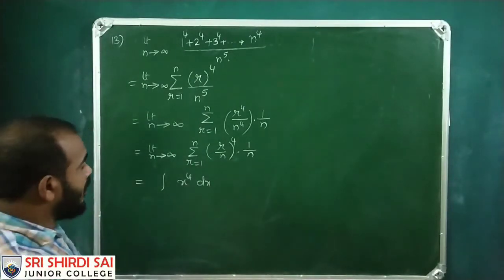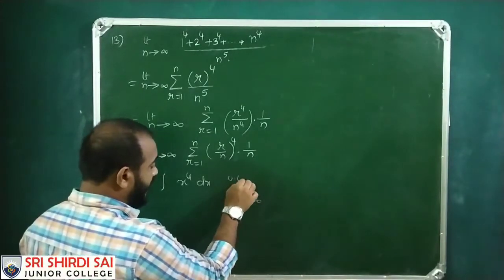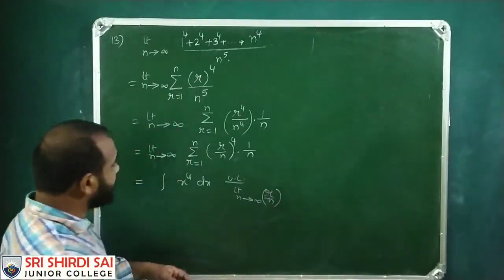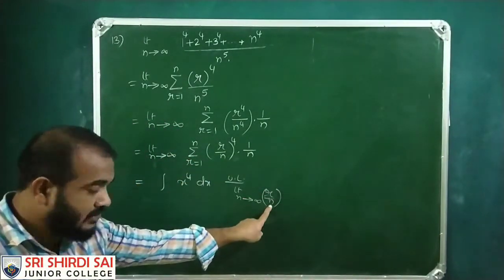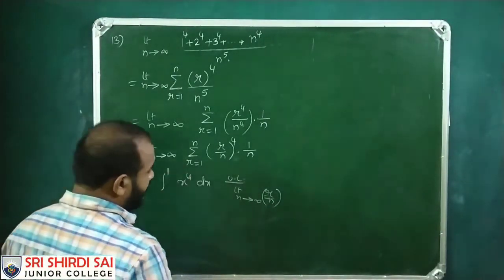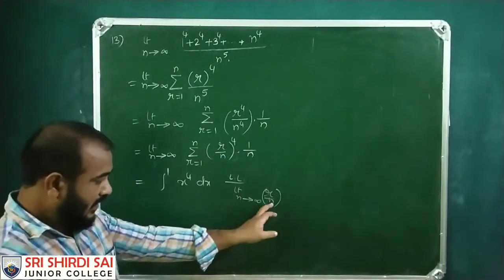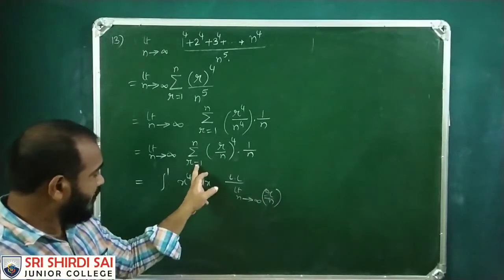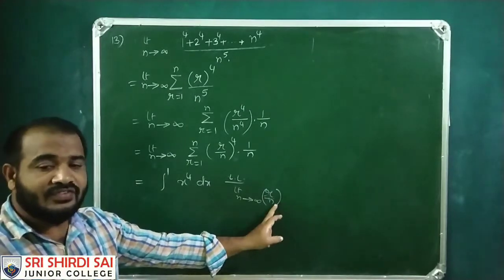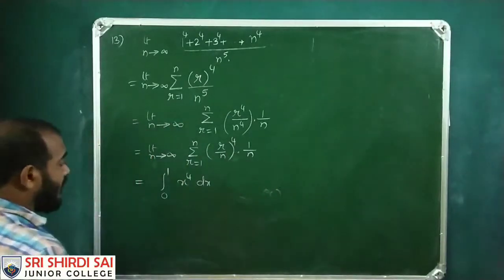Now the limits. For the upper limit, I am evaluating the limit of r by n as n tends to infinity, where the r value is n. n by n is 1, so the upper limit is 1. Next, for the lower limit, in place of r the lower value 1 is to be substituted, so the limit as n tends to infinity of 1 by n is equal to 0. So we have the integral from 0 to 1.